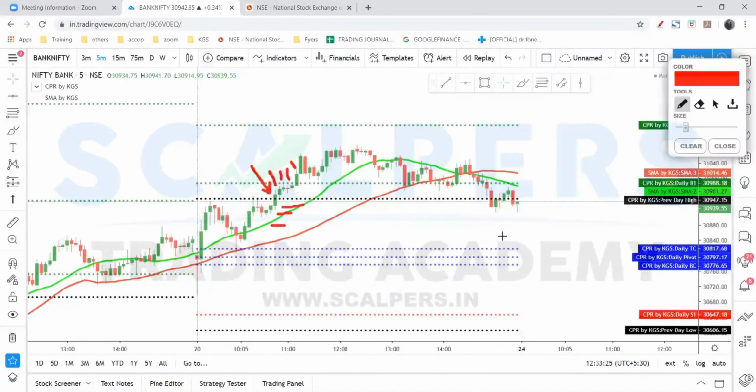Chandrasekhar, if the wick is breaking the day high or day low, you should not take a position. We need a candle close.